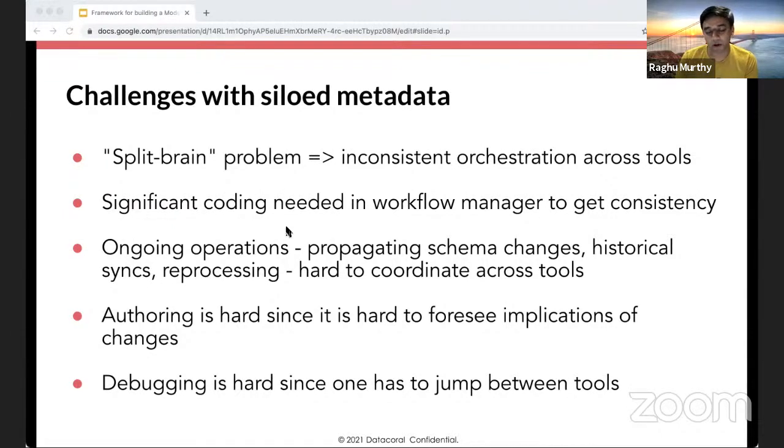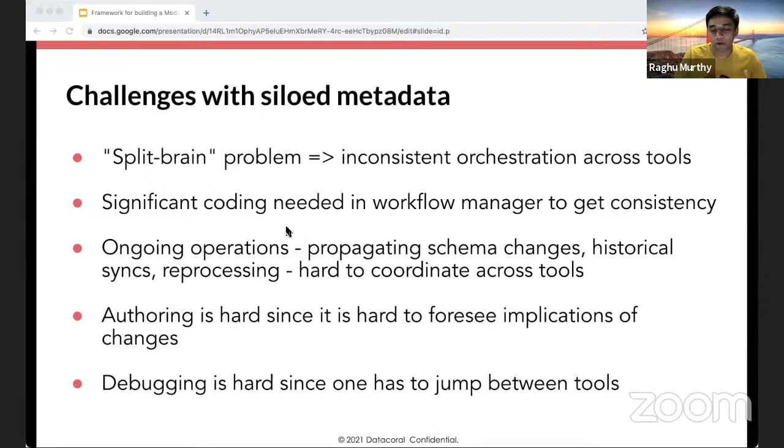So when you think about the challenges with siloed metadata, I talked about this split brain problem. The orchestration is inconsistent across tools. Fivetran has its own orchestration, DBT has its own orchestration, and now you have Airflow sitting on top that is also trying to orchestrate the jobs running between these two tools. And like I mentioned, with the workflow manager, a bunch of coding is needed. And the thing that becomes hard are all of these non-sexy activities that are literally the day-to-day challenges for everyone, right?